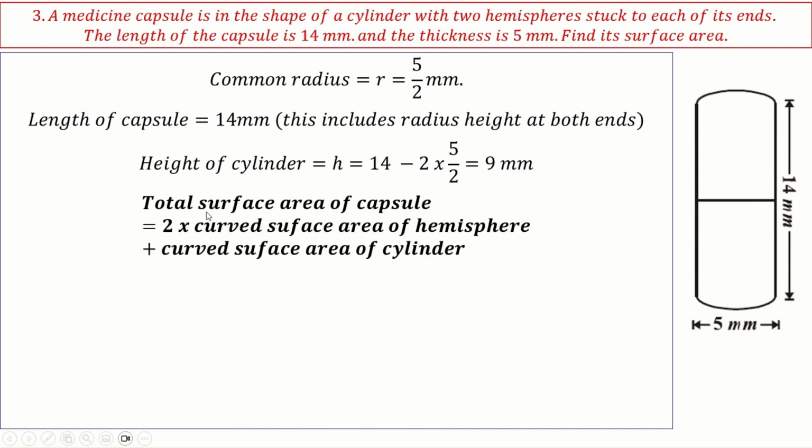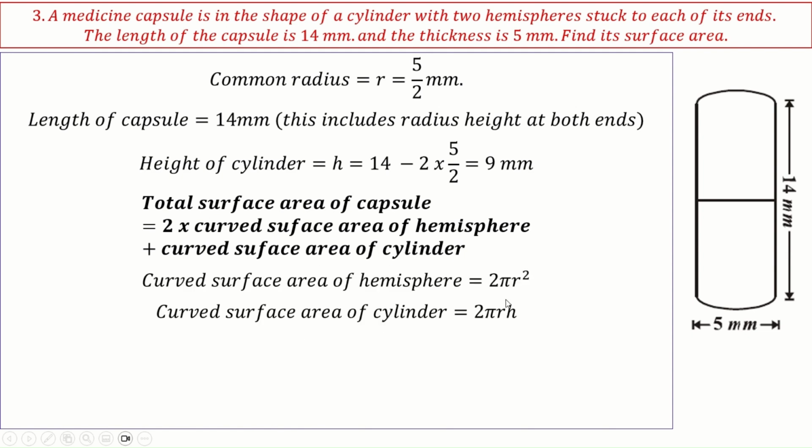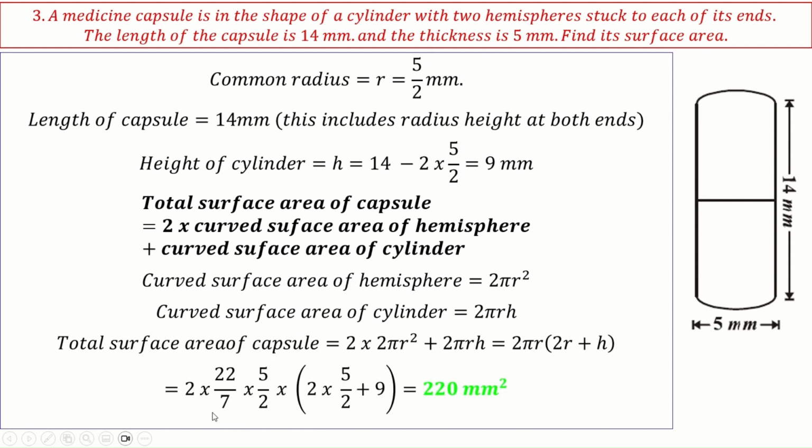Now once you know this, total surface area of the capsule is 2 times the curved surface area of the hemisphere plus the curved surface area of the cylinder. Now in each one you substitute the formula 2 pi r square and 2 pi r h. You'll get the values, 220 mm square. This is the total surface area of the capsule. Okay, next.